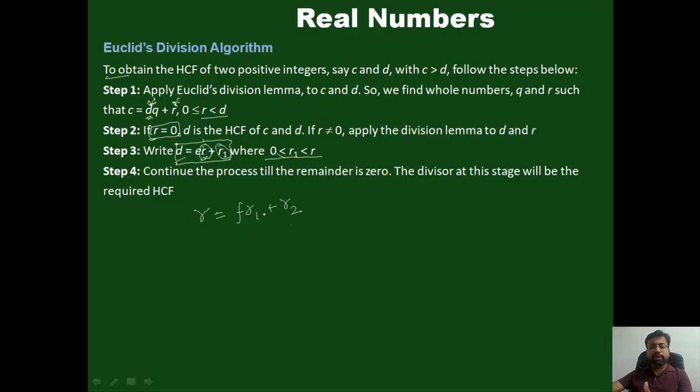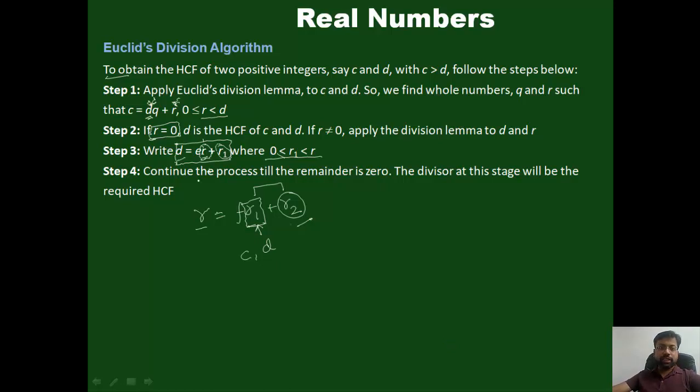They are just symbols. We will be taking up an example with actual numbers, so things will become clearer. But since we are stating what the Euclid's division algorithm is, we are using variable names. So you have R is equal to F R1 plus R2, and you again check whether R2 is 0 or not. If R2 is 0, then R1, which is the divisor for this step, becomes the HCF of the original two numbers C and D. If not, then you have to go to the next step again, where R1 and R2 become the two numbers on which you have to apply Euclid's division lemma.